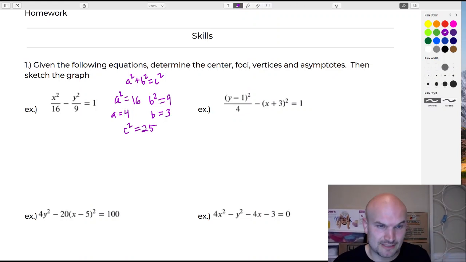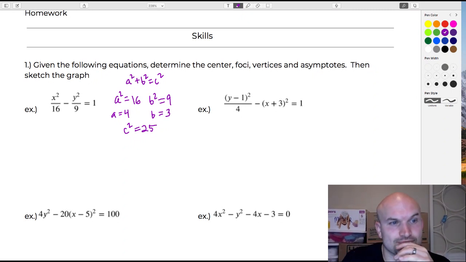Now, the nice thing about the hyperbola is the values of a, b, and c represent the same thing. A represents the distance from the center to the vertices, b represents the distance from the center to your co-vertices, and c represents the distance from your center to your foci. However, instead of a major axis from vertex to vertex, we now call that the transverse axis. And instead of the minor axis being from co-vertex to co-vertex, we now call that the conjugate axis.